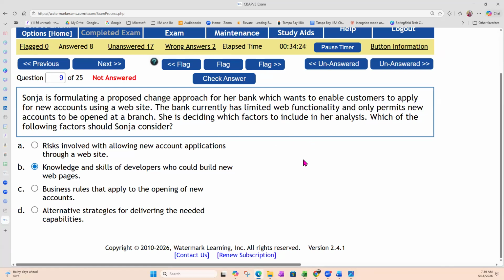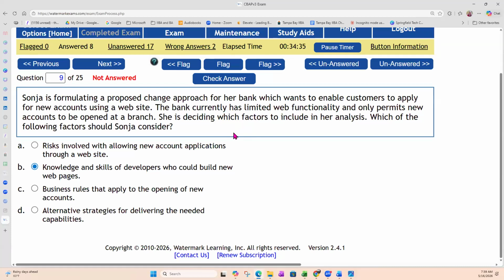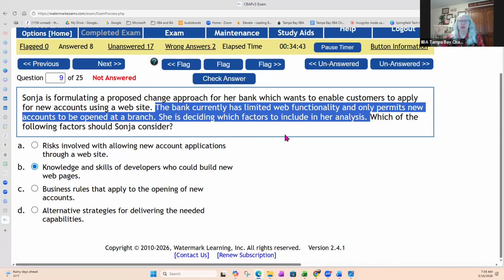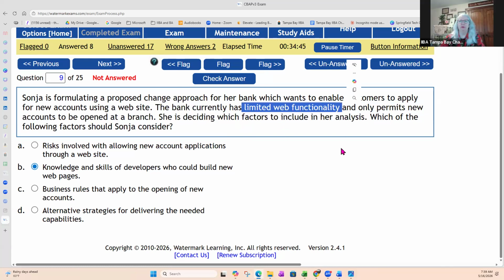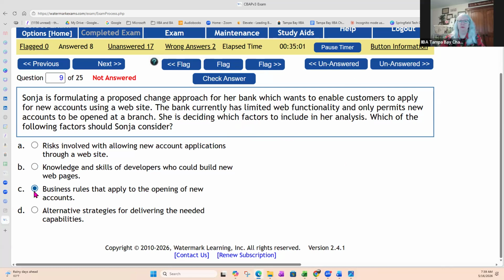Gabriel, what if this solution is going to be provided by a vendor? We don't know who's going to provide the solution. Do we know? No, we don't know. But she's still doing an analysis. And we do know the current state is limited web functionality. There's got to be a reason for that, right? How about C? The business rules that apply to the opening of new accounts. Okay.